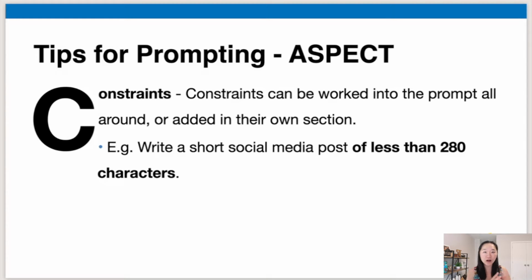And then now moving on to the C in ASPECTS. So the C stands for constraints. So constraints work when you want your prompt to be, for example, a certain length or work within a certain confine. So an example of this could be only write short social media posts that are less than 280 characters, or summarize this article in less than 200 words. So you kind of give some parameters in which the AI can work by.